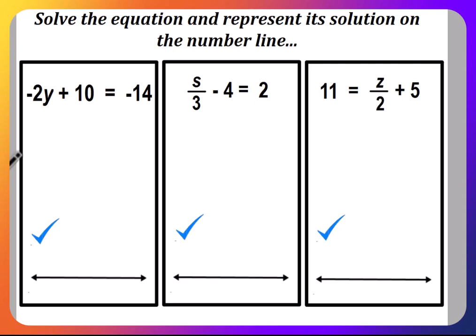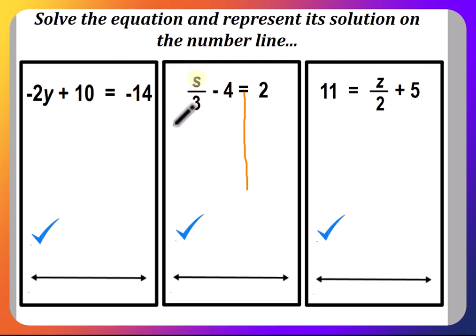Okay, we actually have three more examples. Let's go ahead and do this middle one together. S divided by 3 minus 4 equals 2. So of course the first step is draw your equals line. Identify which side your variable is on. S is our variable. It's on the left side.